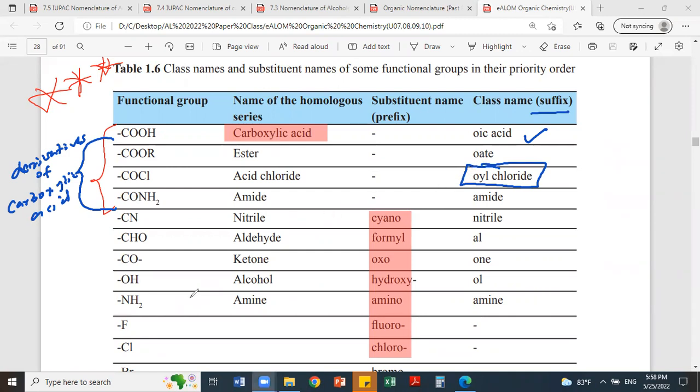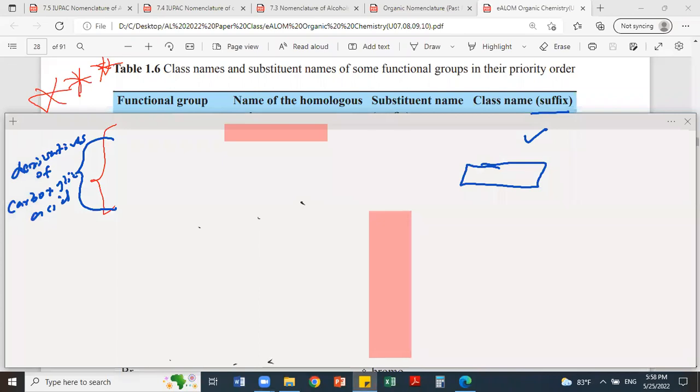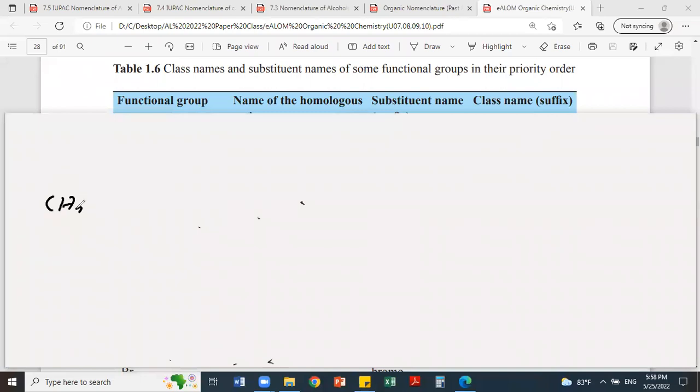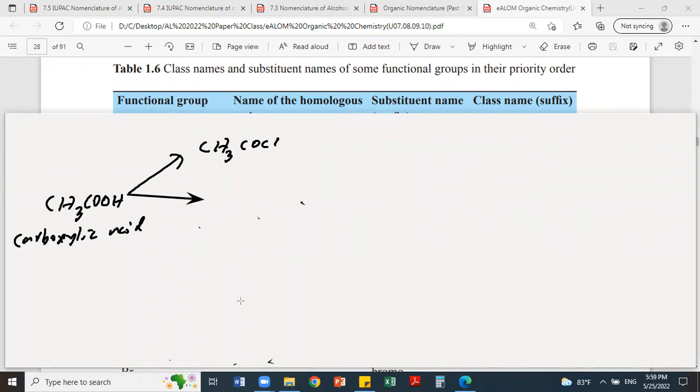Okay, so I will give this example also, then you can copy down this in your writing book. If you take, say, CH3COOH, this is the carboxylic acid. It can be converted to CH3COCl. Then it becomes acid chloride. The next one you can write is amide. CH3CO, then OH can be replaced with NH2. Better copy down this. OH replaced with Cl, then it is acid chloride. OH replaced with NH2, then it is called amide.